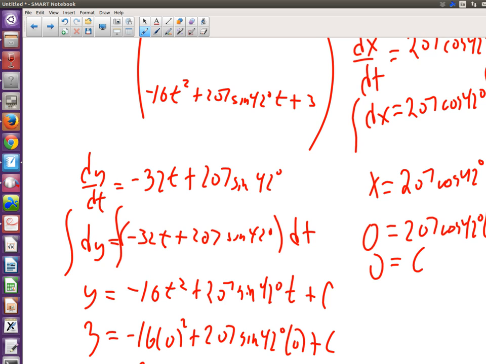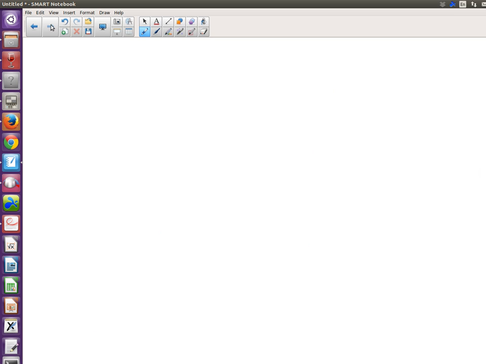So this is the vertical component. Okay. So let's set the vertical component, which is -16T squared plus 207 sine 42 degrees T plus 3. Let's set that equal to 0.